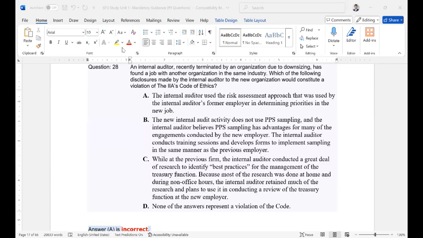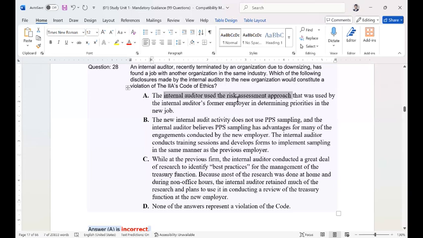Anyway, let's read it. An internal auditor recently terminated by an organization. You lose your job when you are joining a competitor. You're working for one firm, then you move to another. Which answer would constitute a violation? The internal auditor used the risk assessment approach that was used by the internal auditor's former employer in determining priorities in the new job. You have to select the best answer. Remember that, best.